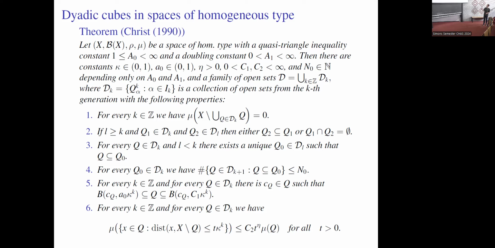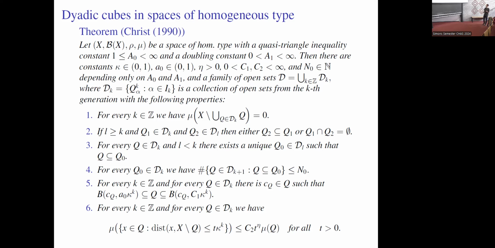The second property is that we have just two possibilities: the cubes are disjoint or one is contained in the other. Here we have exactly the same order, that is, if we consider cubes from larger and larger generations, then the cubes are smaller and smaller. The third property is that if we have a dyadic cube from generation k and we consider a smaller generation l, that is, larger cubes, then there exists exactly one cube from generation l such that our original cube is contained in it.